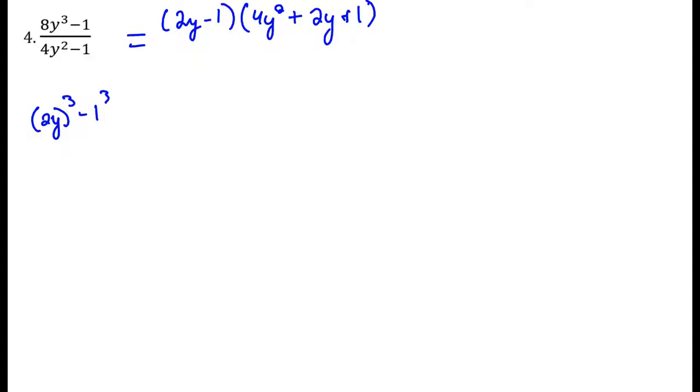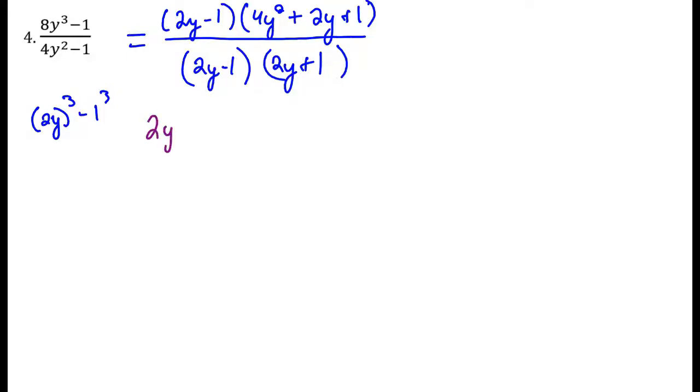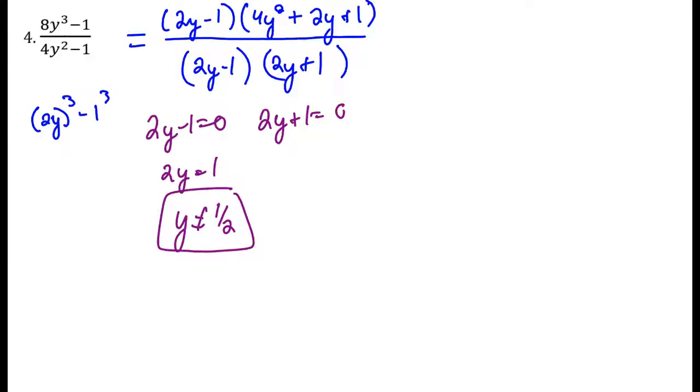Make sure you know how to factor the difference and sum of perfect cubes. It's just a factoring strategy. It's a pattern that you need to be able to apply. The denominator, what is the denominator? The denominator is 4y squared minus 1. That's the difference of perfect squares. That's 2y minus 1, 2y plus 1. Before I start dividing things out here, what values are undefined in the denominator when 2y minus 1 equals 0 and when 2y plus 1 equals 0? So 2y equals 1. y cannot equal 1/2. I cannot plug a 1/2 into that original expression.